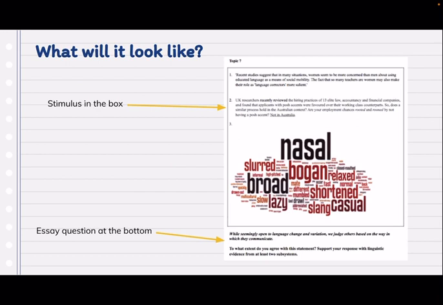Alright, so this is what the essay question will look like. So you have a box that has the stimulus in it, and then the essay question is at the bottom. It's really important that you look for the essay question because some people do get caught up with just looking at what's in the box and they miss the essay question. So really make sure that you know the layout of the question, or the topic I should say, so that you know where the different parts of the topic are, so you're not missing the question itself.